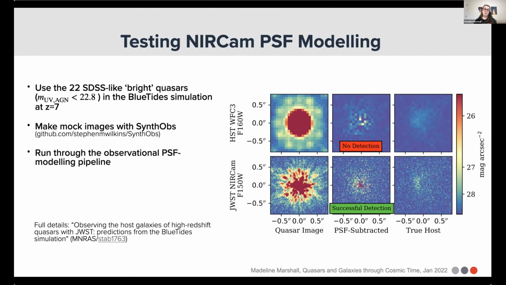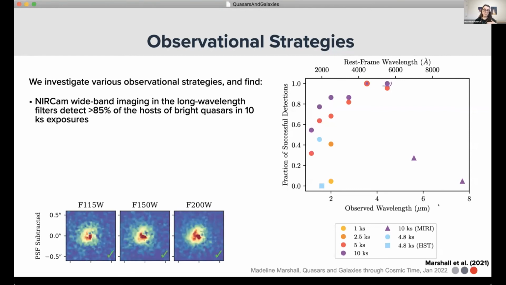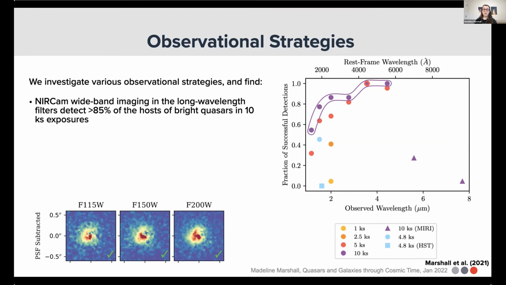But what we can actually do is look at the different observational strategies to see what the best strategy will be. So here we have the fraction of successful detections as a function of wavelength, and I'll slowly step you through this. First of all, we've got the NIRCam wideband filters in 10 kilosecond exposures. And you can see that we're detecting 85% or more of quasar host galaxies. So this is absolutely fantastic. We're really going to start to be able to see a lot of these objects.